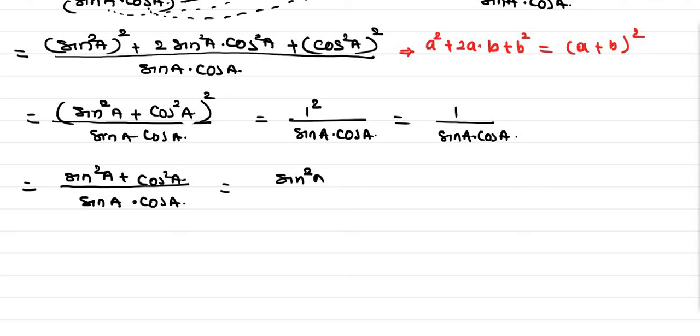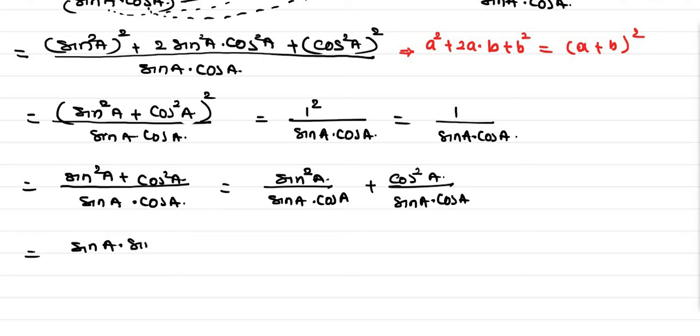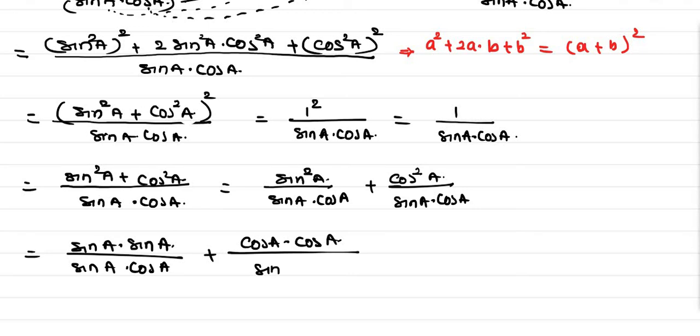Here what we will do is split the denominator to the two terms in the numerator. This can be written as sin square a upon sin a into cos a, plus cos square a upon sin a into cos a. So the next step, sin square a can be written as sin a into sin a upon sin a into cos a, plus cos square a can be written as cos a into cos a upon sin a into cos a. Here sin a goes off, cos a goes off.